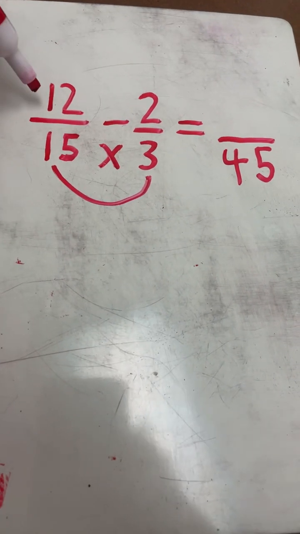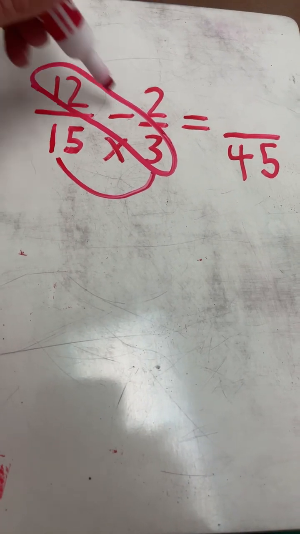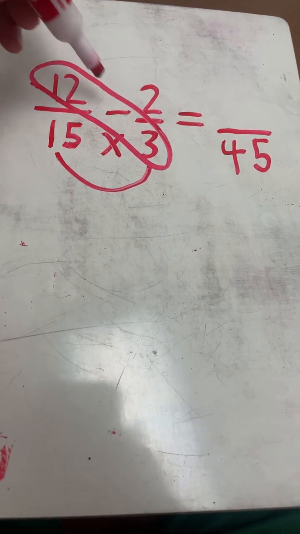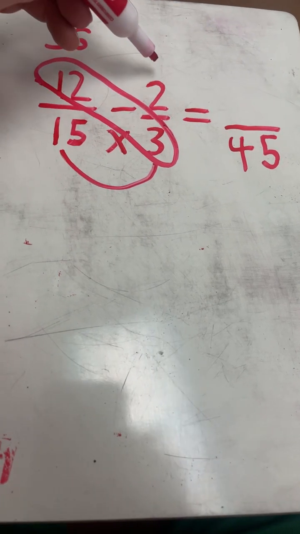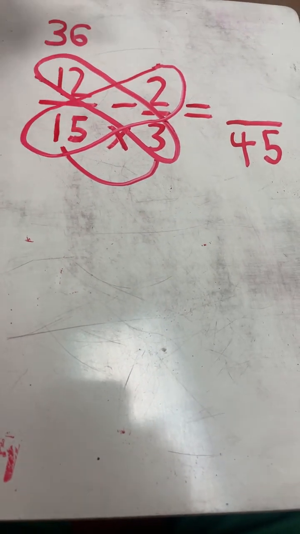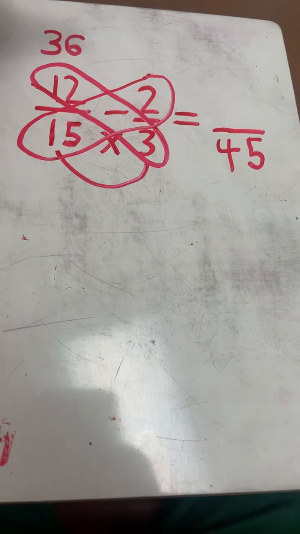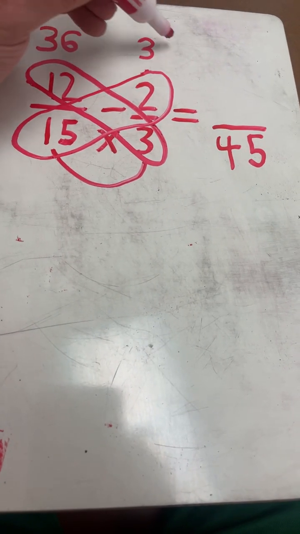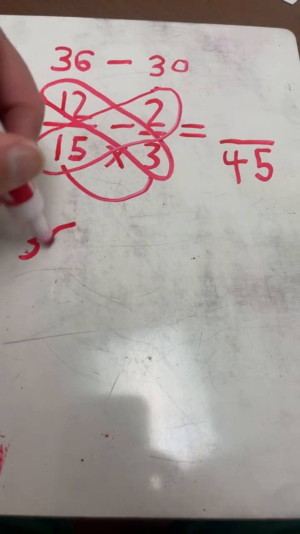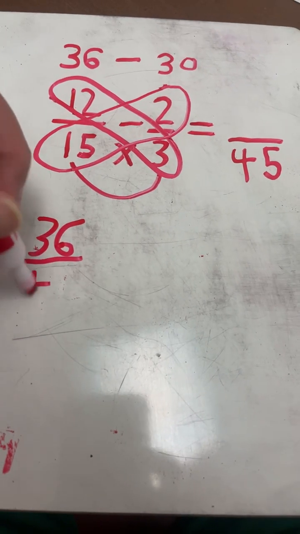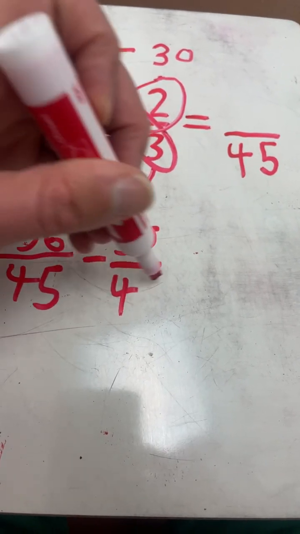Now we have to multiply each numerator by the opposite denominator. 12 times 3 equals 36. 15 times 2 equals 30. So now we have a common denominator. Want me to write the problem out? 36/45 minus 30/45.